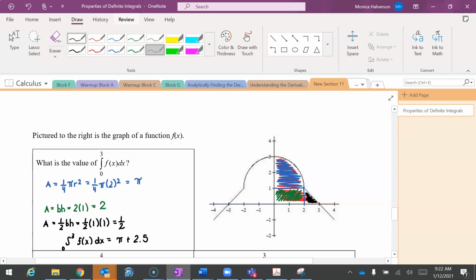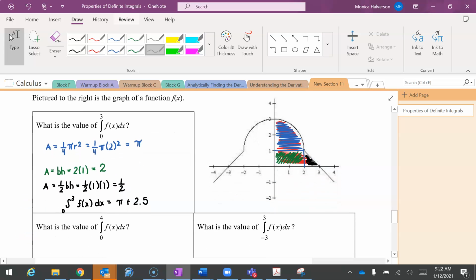So let's see what else could be asked of you from this graph. What's the value of the definite integral from 0 to 4 of f of x dx? And what's the value of the definite integral from -3 to 3 of f of x dx? Go ahead and remind yourselves of the properties to answer these two questions right now.